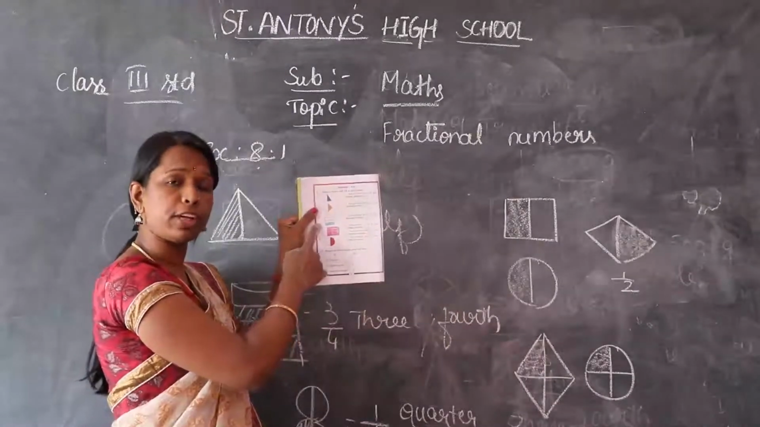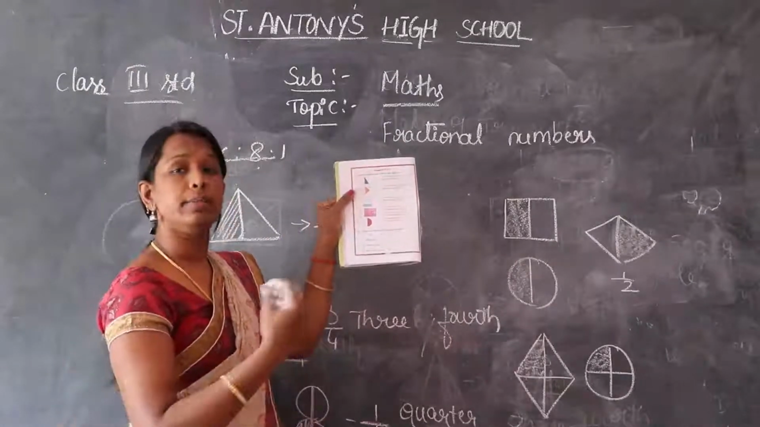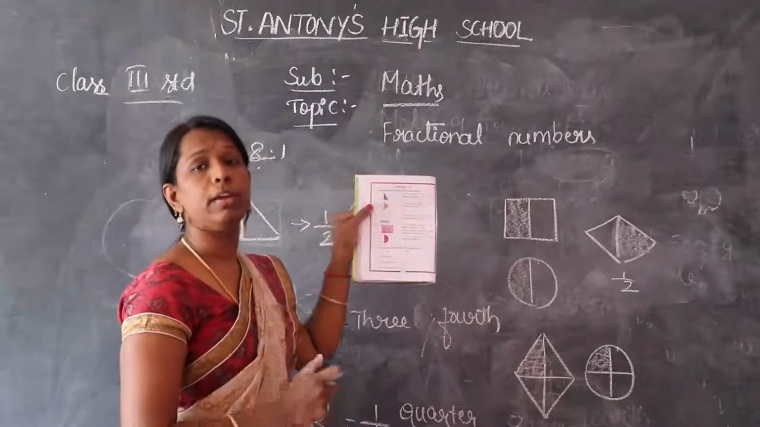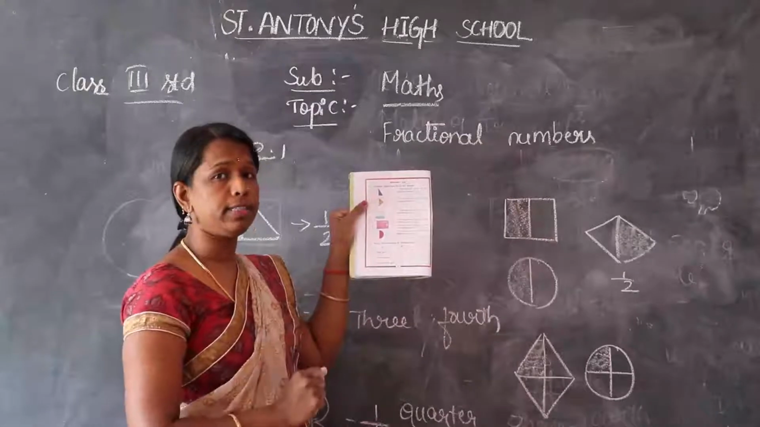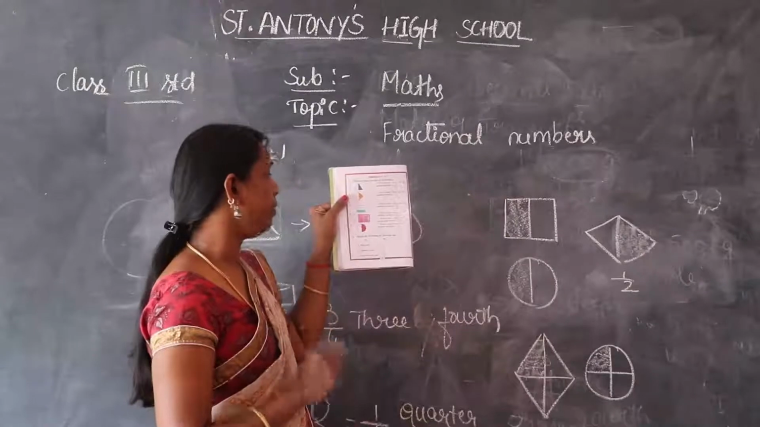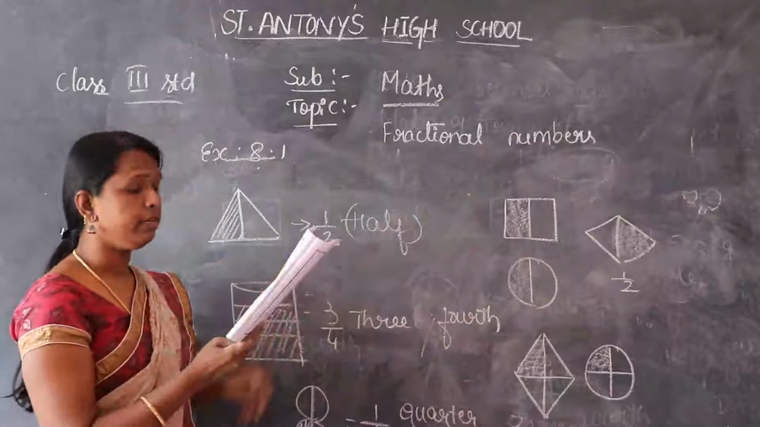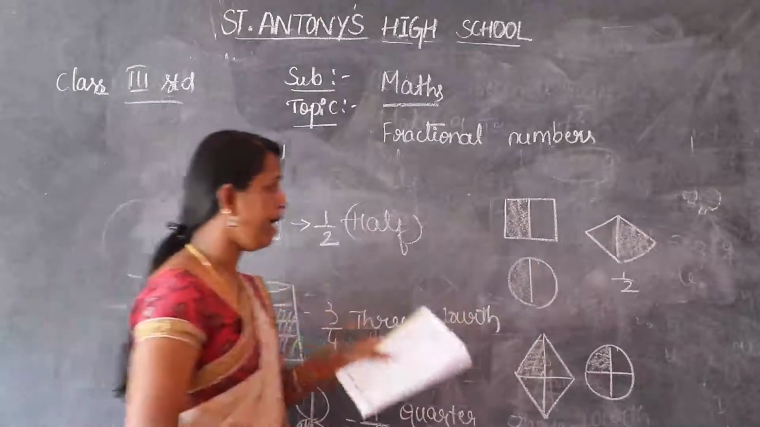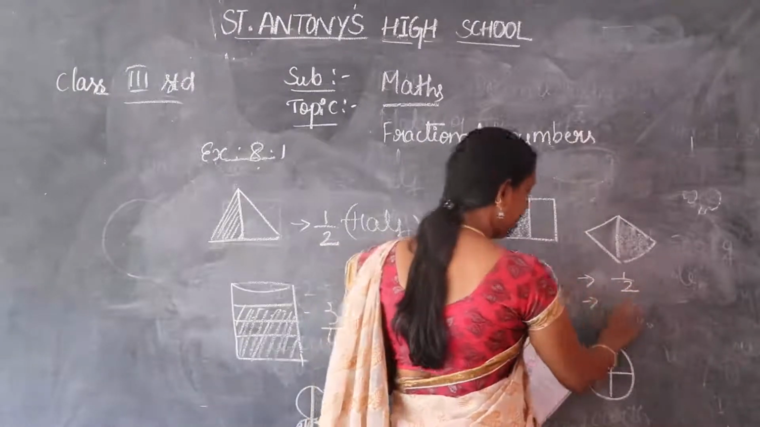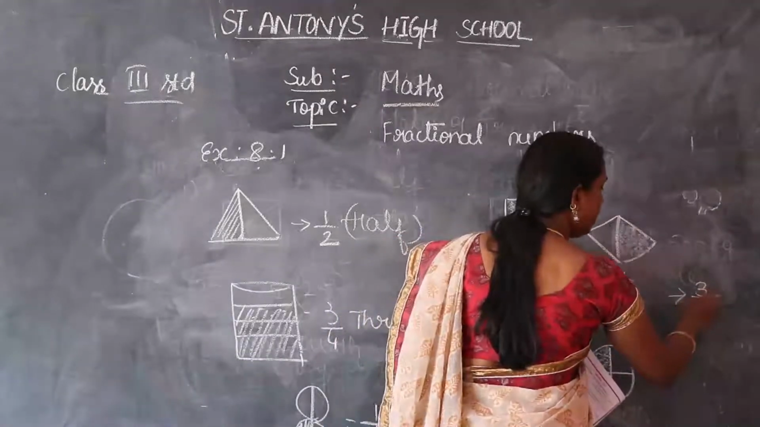Next, third one, this picture is divided into 4 equal parts and shaded only one part. The fraction name is called as what? Quarter, 1 by 4. And similarly, the next rectangle shape is divided into 4 equal parts, shaded 3 parts. The fraction name is called as 3/4, 3 by 4. So like that you have to write the fractions. Match the following by drawing the line. Half part, children, half part means what? Half, 1 by 2. Quarter means what? 1 by 4. 3 by 4 means what? 3 by 4.